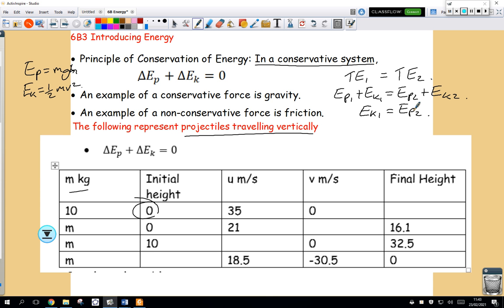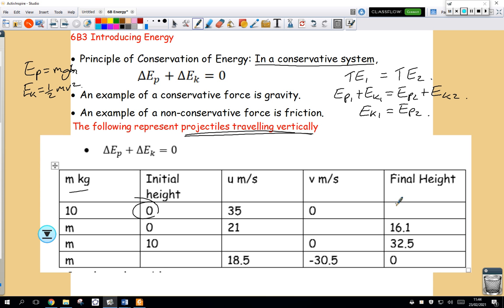Now if you try to visualize this, what are we talking about? We're talking about something traveling vertically, a projectile under gravity, launched vertically upwards, with an initial height of 0, that's from ground level, and traveling upwards until its velocity is 0 or its speed is 0. That means it's at its maximum height. So actually this final height will be the maximum height reached.